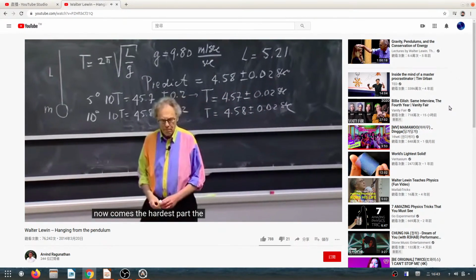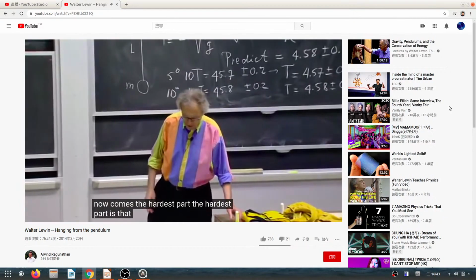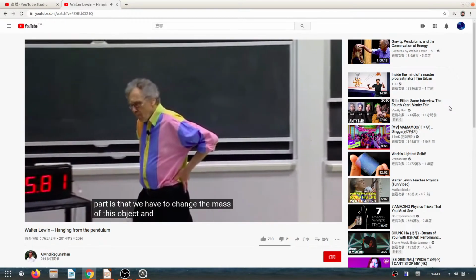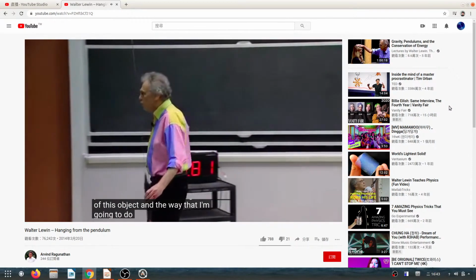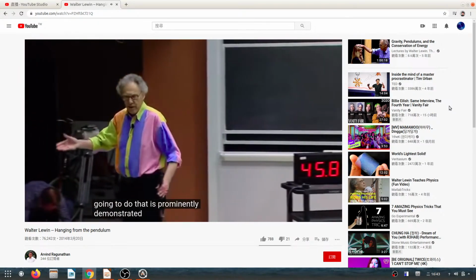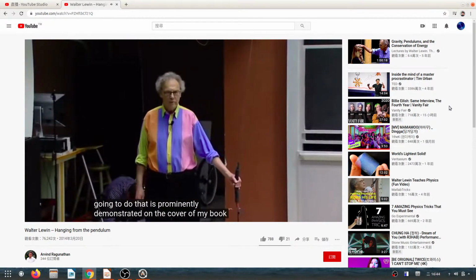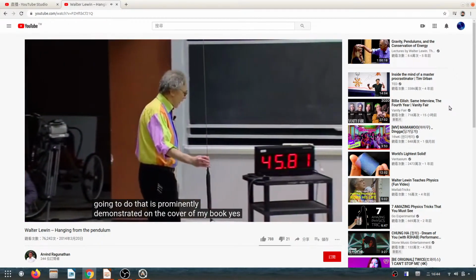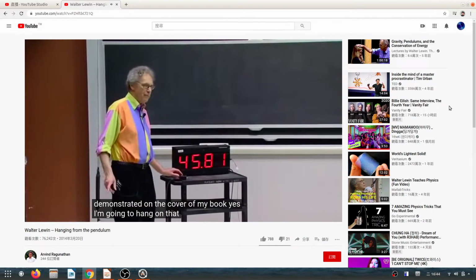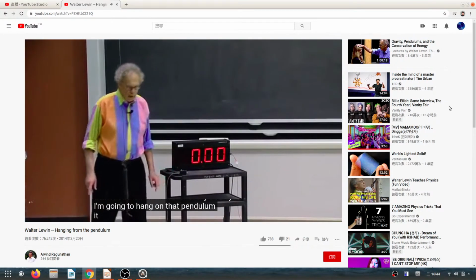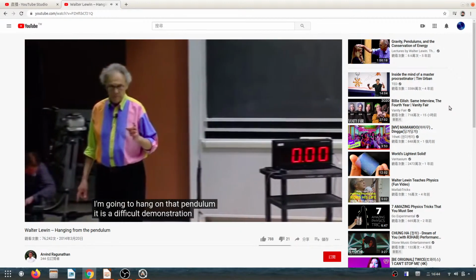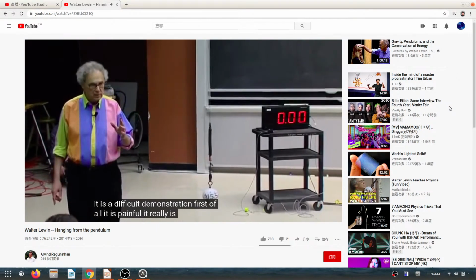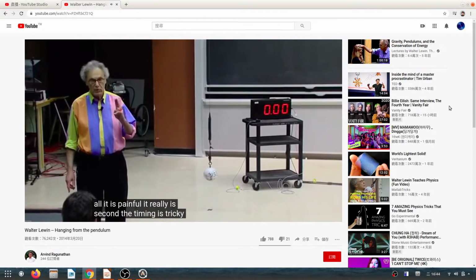Now comes the hardest part. The hardest part is that we have to change the mass of this object. And the way that I'm going to do that is prominently demonstrated on the cover of my book. Yes, I'm going to hang on that pendulum. It is a difficult demonstration. First of all, it is painful. It really is. Second, the timing is tricky.